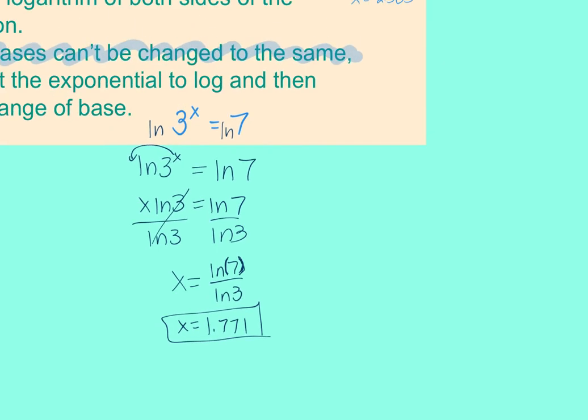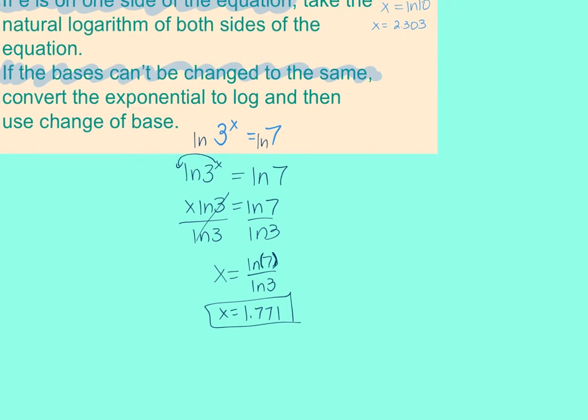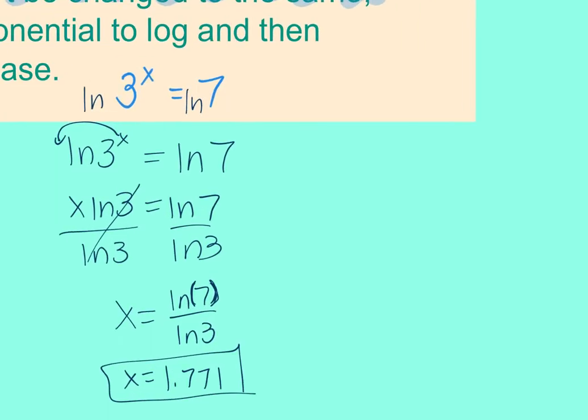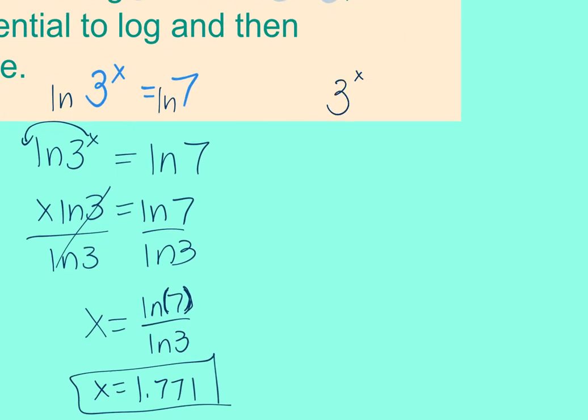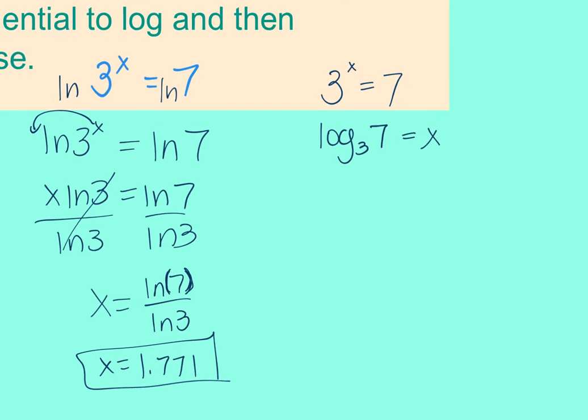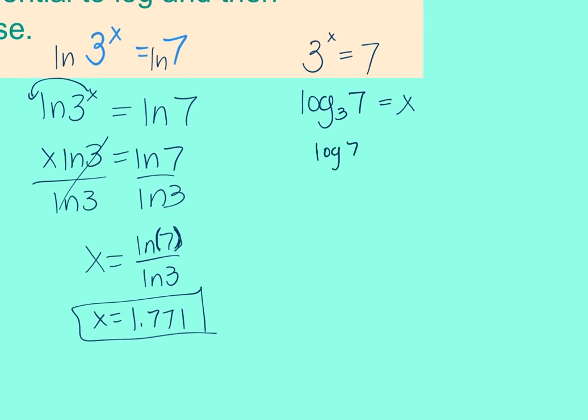So the other way this says to do it, you're converting the exponential to a log and then using change of base. So if I start with the same thing, convert this to log, so the 3 is the base on the log. This would be 3 on the base. The 7 comes over here with the 3 equals x. And then I can use the change of base property on this, which says log of 7 over log of 3.